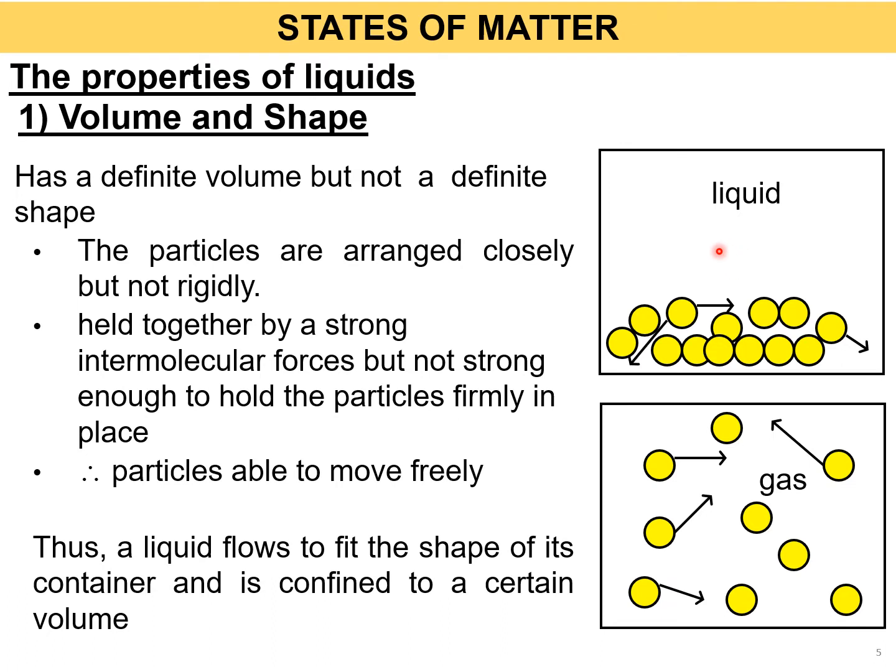So liquid, dia ada definite volume, tapi dia tak ada shape yang tetap. Sebab kenapa? Sebab liquid ni dia boleh flows, okay, dia boleh mengalir ikut shape of the container, and also dia ada certain volume. Okay, kalau let's say container tu bentuk bulat, bulat lah dia. Kalau let's say container tu bentuk silinder, silinder lah dia. Tapi dia ada volume yang tetap.